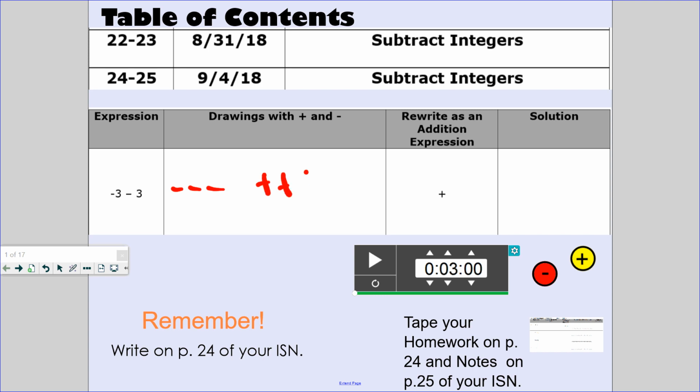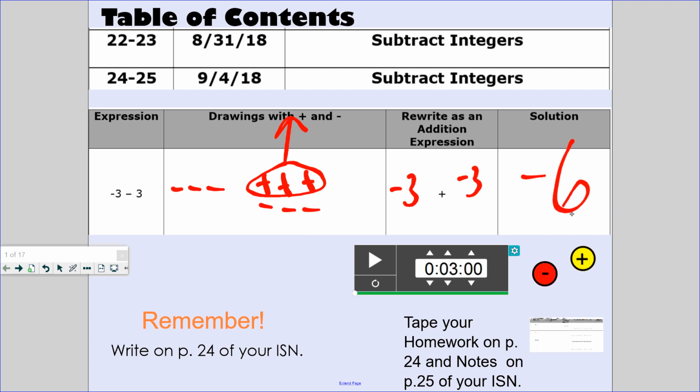I need to take away this 3, but I cannot change this value, so I need to draw 0 pairs. So now can you take away 3? 3 is a positive. Yes, I can. What do we have left? We have -3 plus -3 equals -6. So we rewrote this subtraction expression as an addition expression.